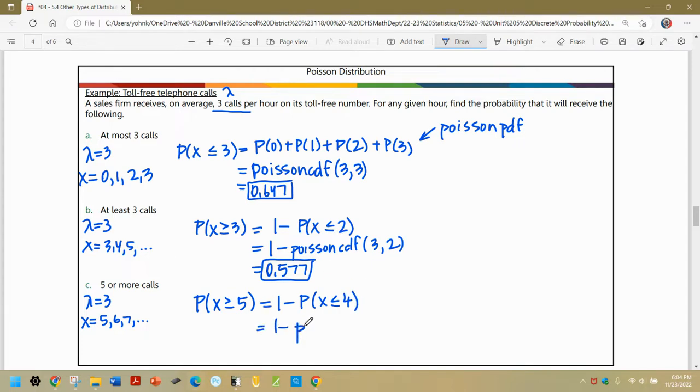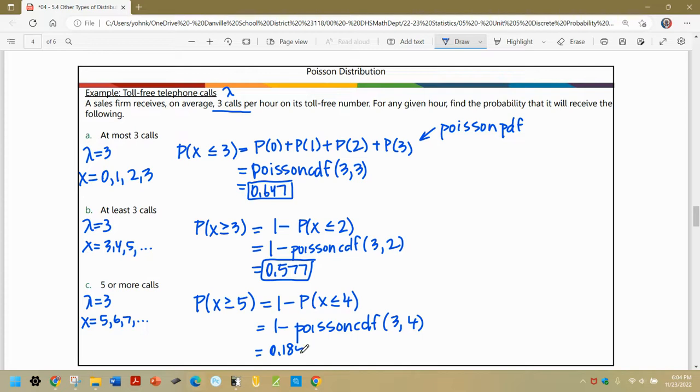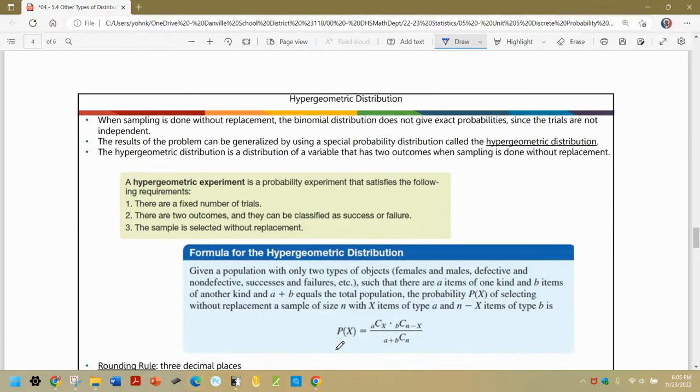So that's 1 minus the Poisson CDF, a lambda of 3 and an x value of 4. If I type this into my calculator, let's see what happens. So I'm going to do 1 minus the Poisson CDF of lambda of 3 and an x value of 4. And you get 0.185. Okay, that's the second one. Here comes the third one.